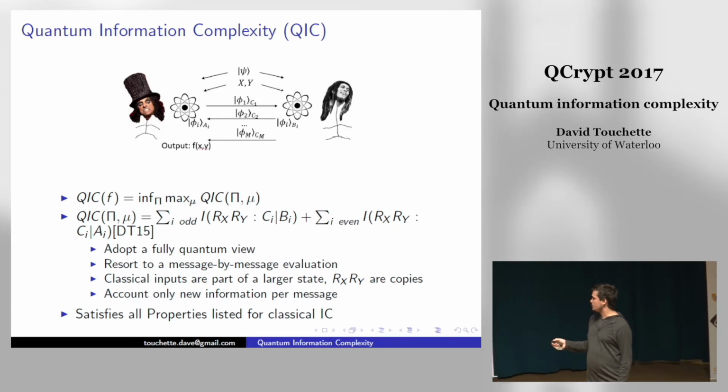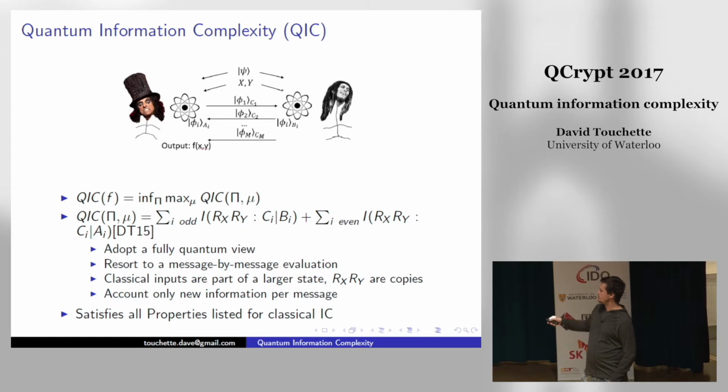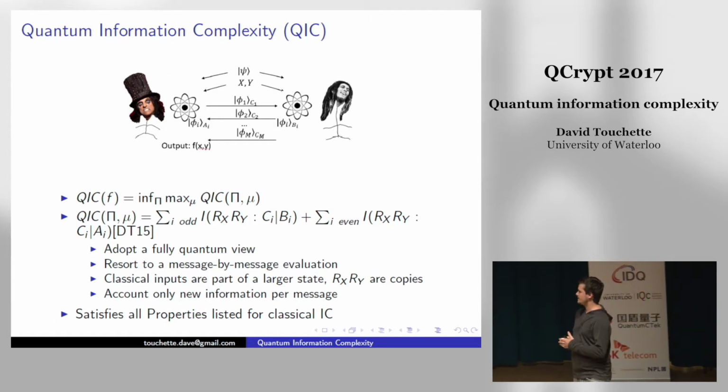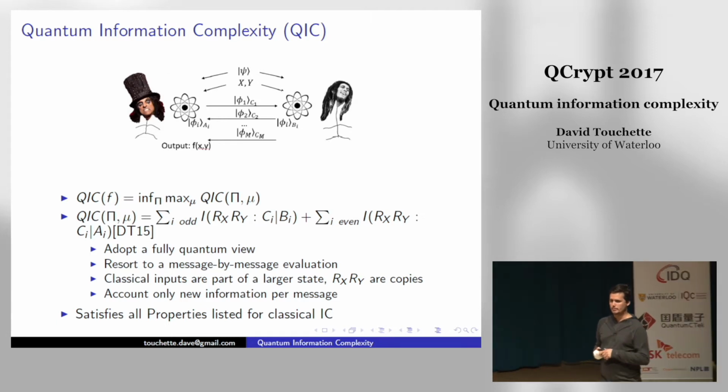So the definition I proposed a couple of years back is this one, which once again measures the amount of information each of these messages contains about the other party's input. But we're taking now a fully quantum view about the input. So we can purify the input and measure this information. And it's only accounting for the new information each message contains about the other party's input.